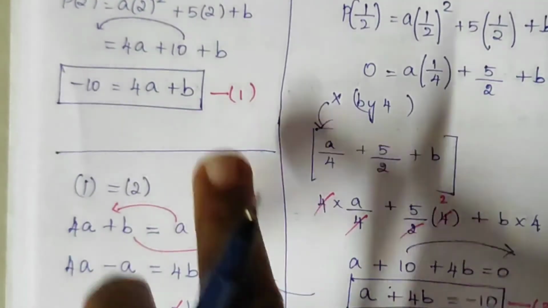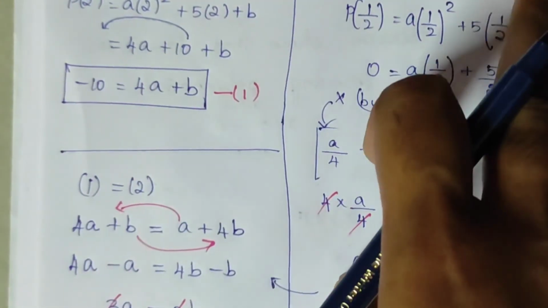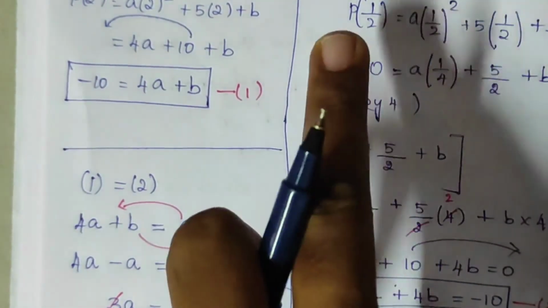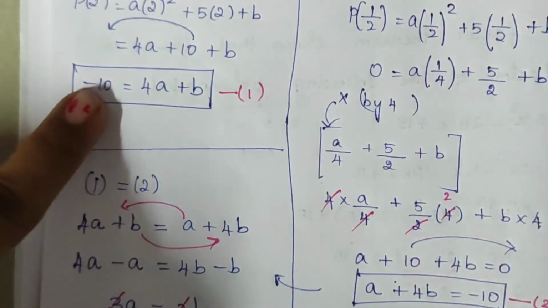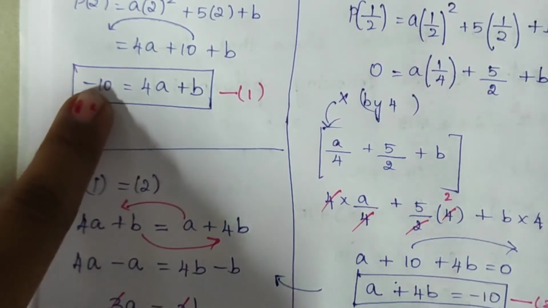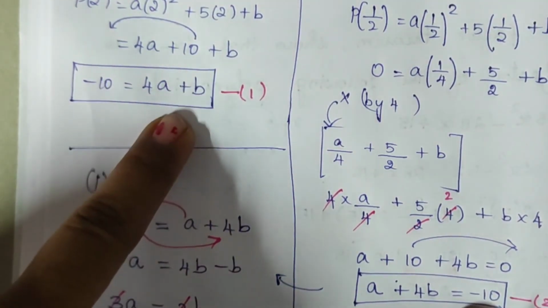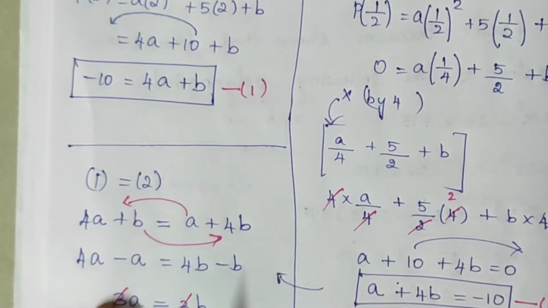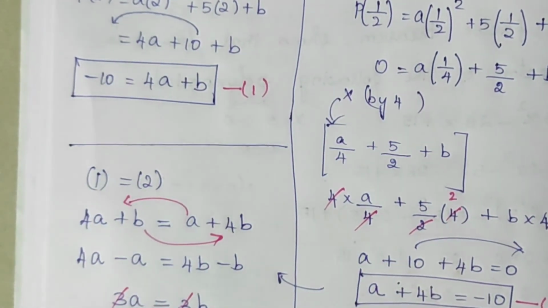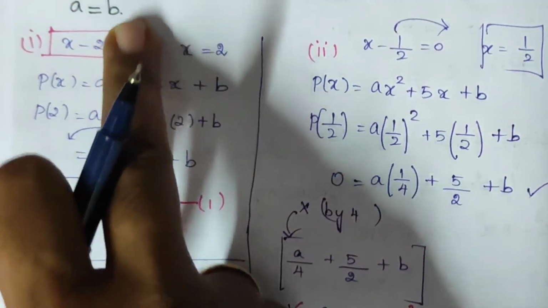So first substitute x equals 2 in the polynomial and find the first equation. Put x is equal to 1 by 2 in the same polynomial and find the second equation. Look at this side, these two equations are equal to minus 10. So I'm going to equate these two, 4a plus b and a plus 4b. Equate that, take a to one side and b to the other side. And at last we are asked to prove that a is equal to b. That is what we are asked to prove.